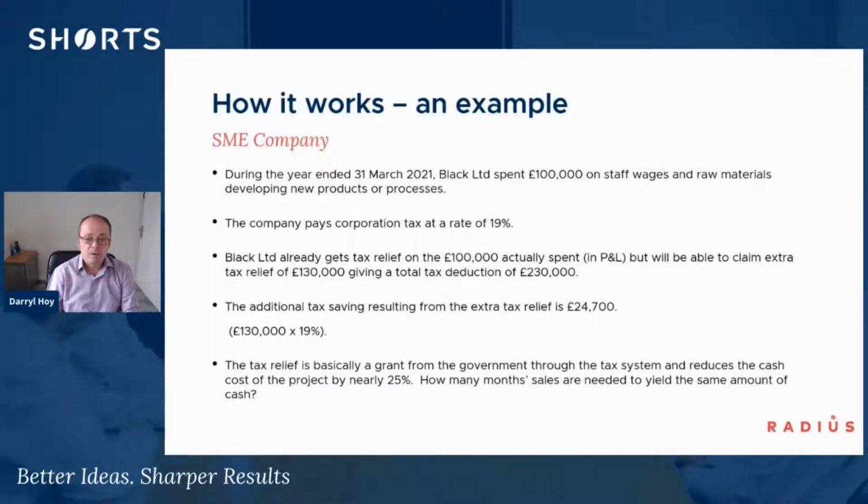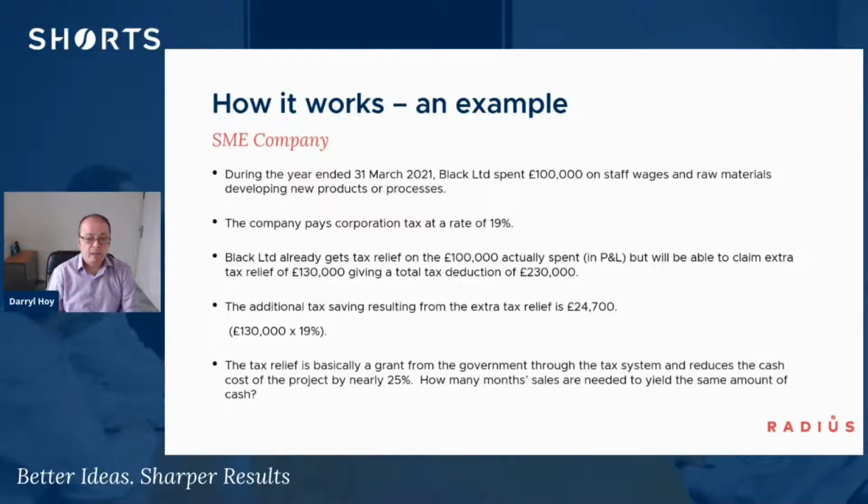So how does it work in terms of relief? Well, this example will just talk through what it could be worth to a company who's making an R&D claim. In this instance, a company spent £100,000 on staff wages and raw materials, and they pay corporation tax at 19%, which is the current rate.